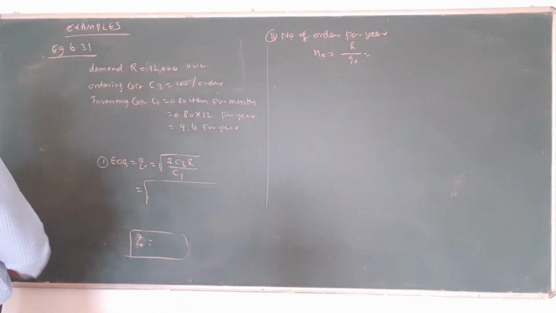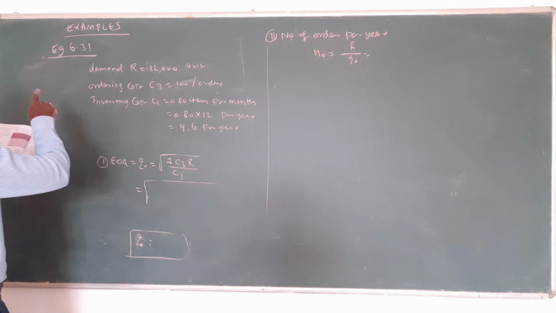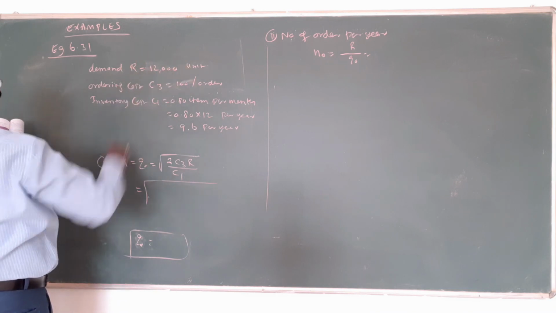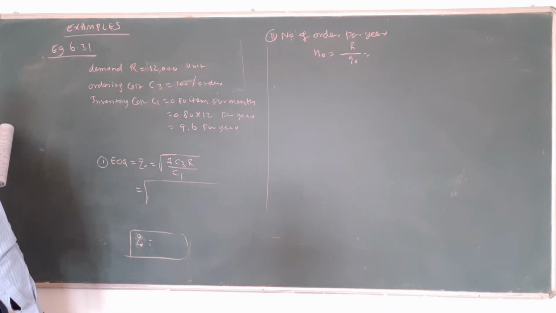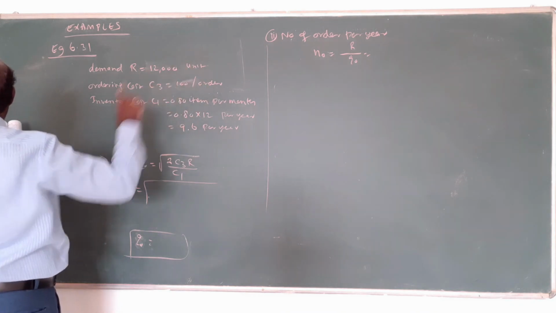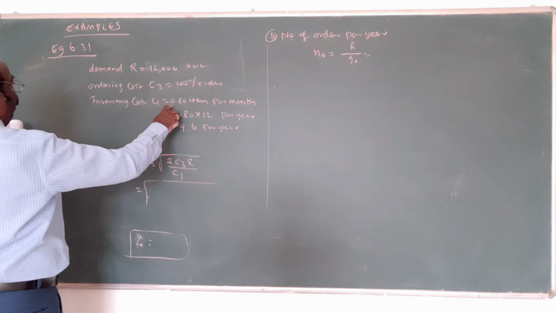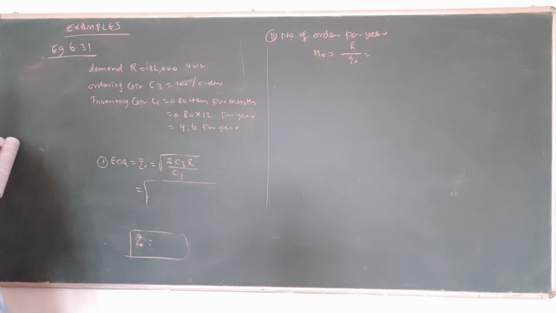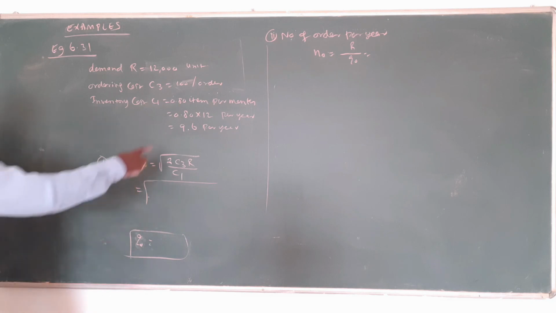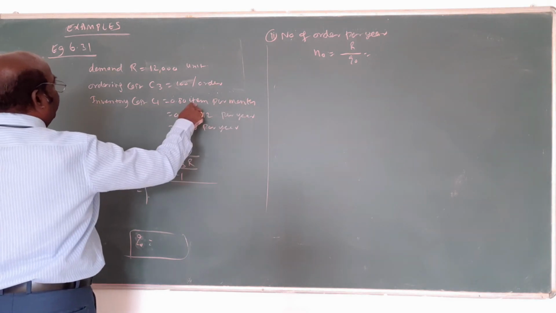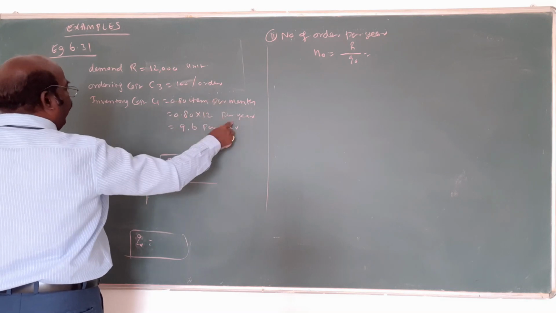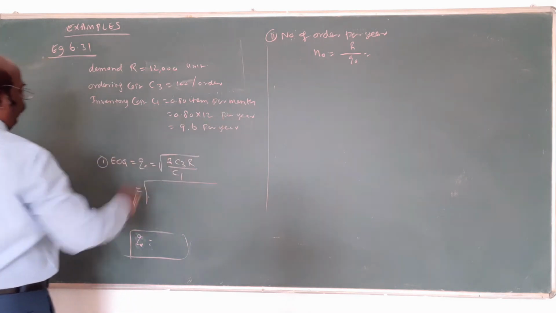Now 6.31. Now read the question. The manufacturer has to supply 12,000 units, that is demand R. The ordering cost C3 is 100 per order, clearly given. The carrying cost is 0.80 per item per month. Per item per month is given. The cost of each item is not given, so we do not multiply by the cost. Only 0.80 per month is converted to a year, that is multiply by 12 per year.